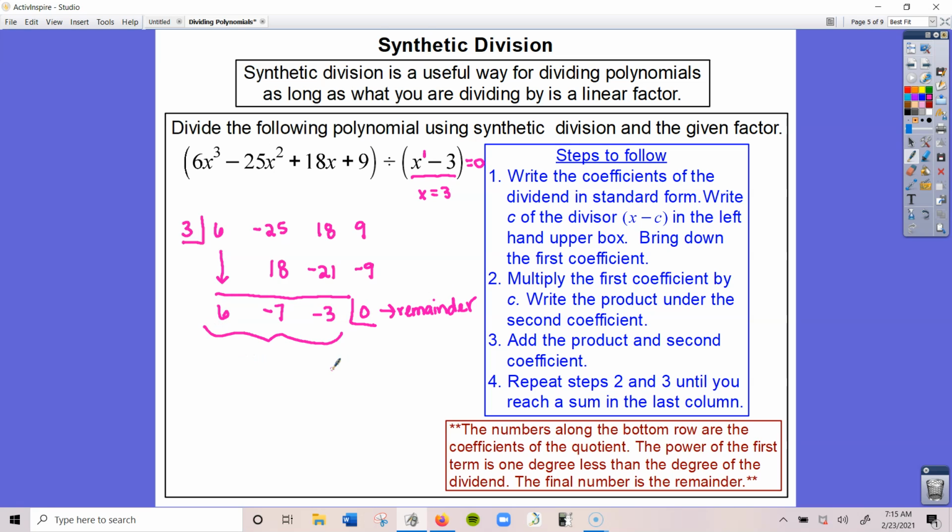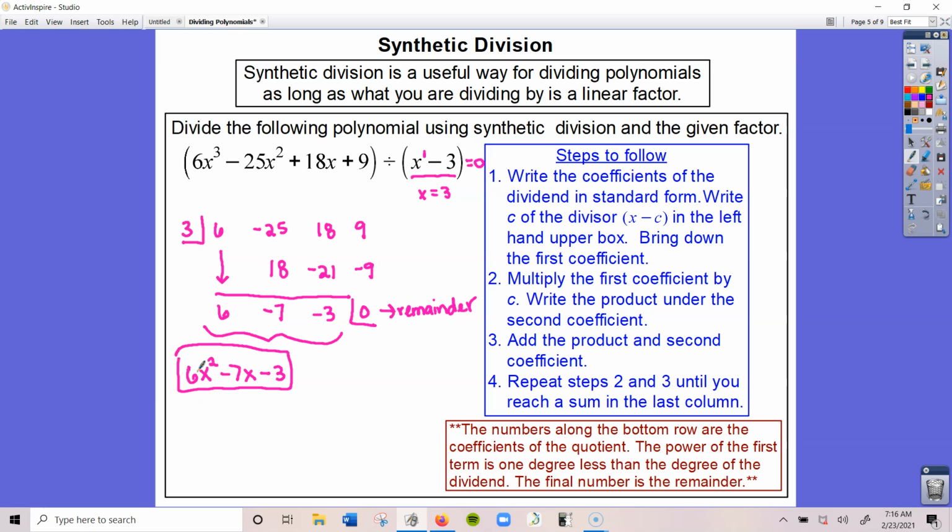These numbers here represent the coefficients of the quotient, meaning the answer to the division problem. Since we are dividing by a linear factor, your answer will always be 1 degree less than the original polynomial. Since the degree of this polynomial is 3, 1 degree less would be 2. So that would be the variable's exponent of the 6. This would start as 6x squared, and then everything else goes in decreasing order. So negative 7x, and then the negative 3 is the constant. And this is our answer.